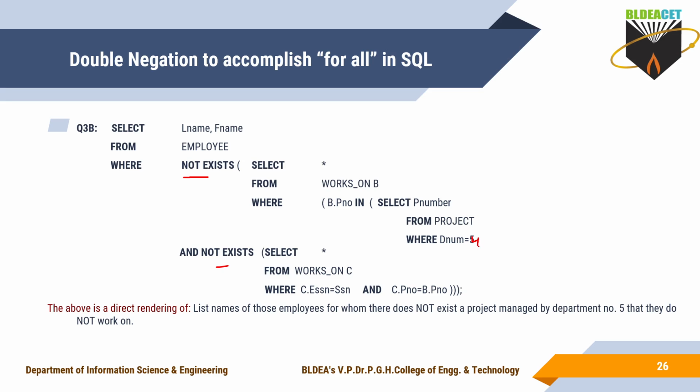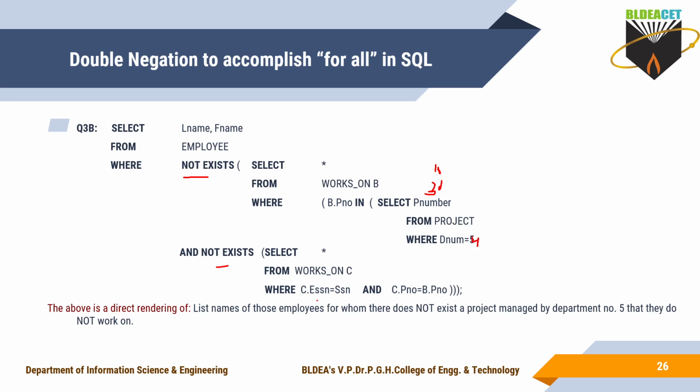Where the department number is 4, those project numbers it retrieves here. That is 10 and 30. These are the two outputs, and that is stored in this 10 and 30 here. In the same way, in place of EXCEPT, if you want to use NOT EXISTS, this is the procedure you have to write here. Select asterisk from WORKS_ON C, where ESSN equal to SSN and this PNO equal to this PNO. Then it checks the condition.